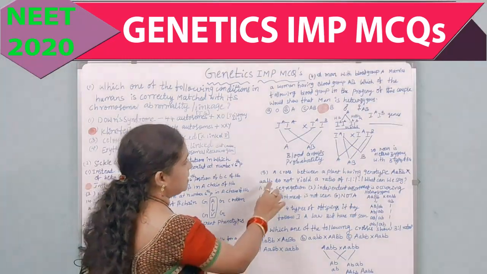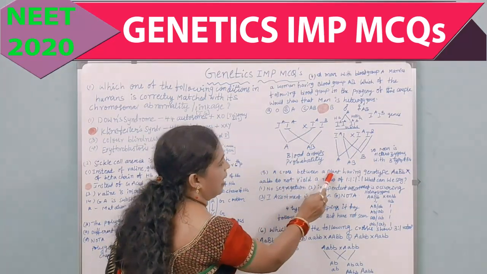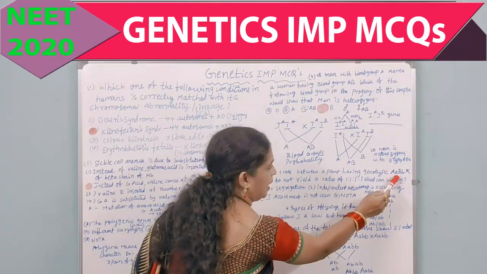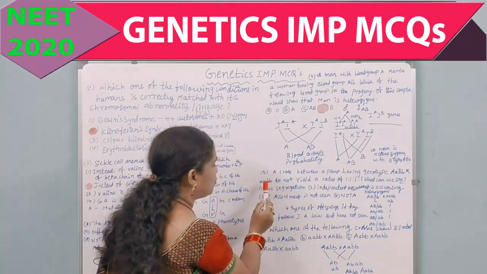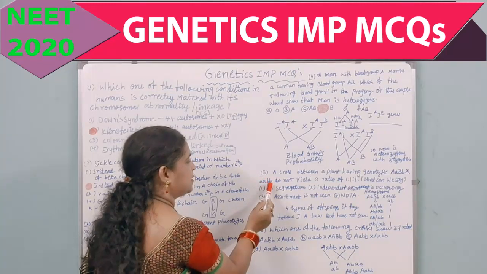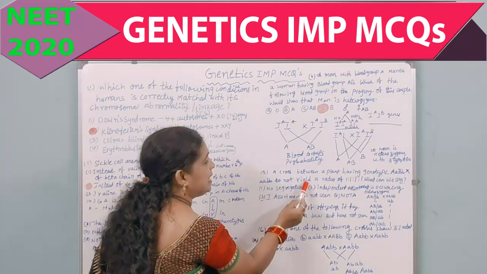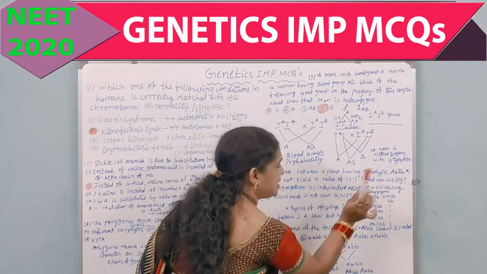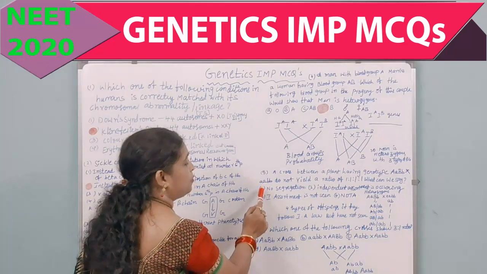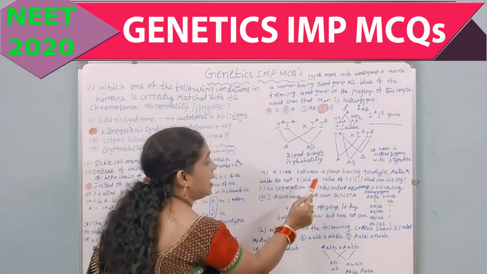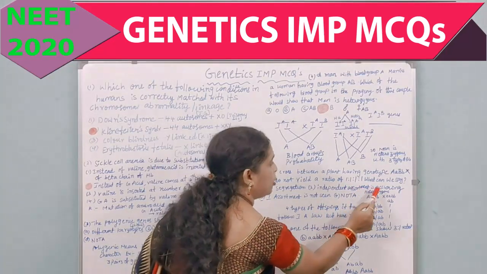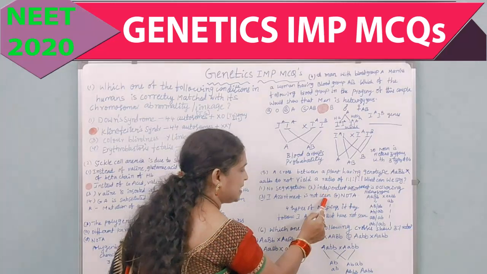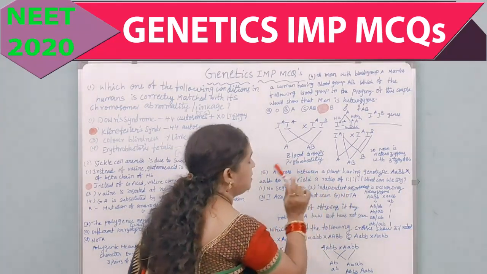The fifth question is, a cross between a plant having genotype capital A, small a, capital B, small b, and one with small a, small a, small b, small b does not yield a ratio of 1:1:1:1. What can we say? First option, no segregation. Second option, independent assortment is occurring. Third option, independent assortment is not seen. Fourth option, NOTA, that is none of the above.